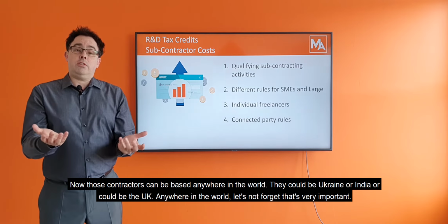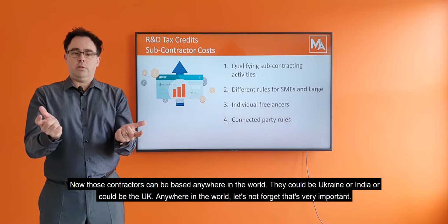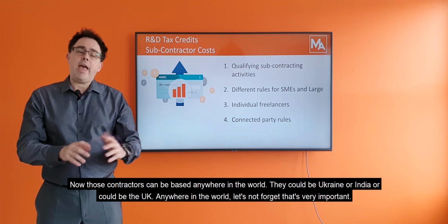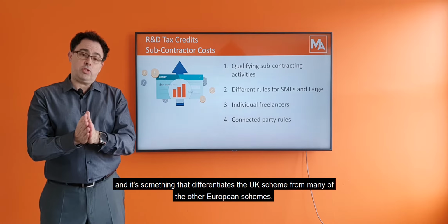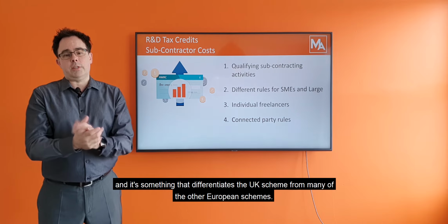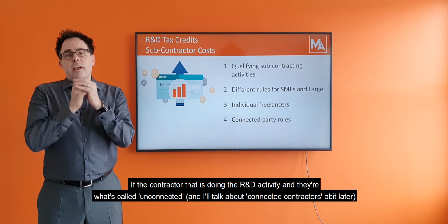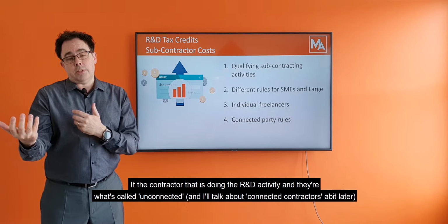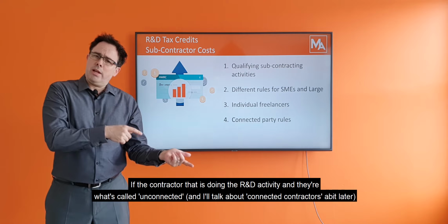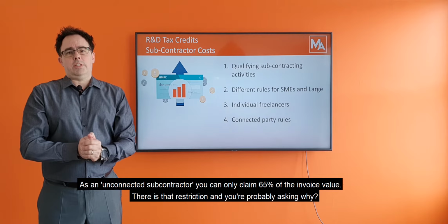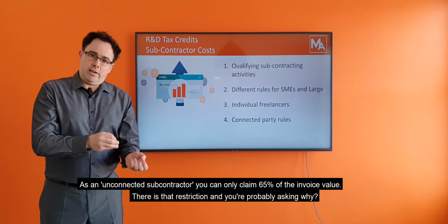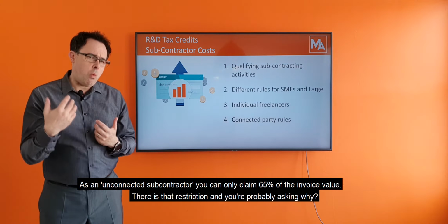Now those contractors can be based anywhere in the world. So it could be Ukraine, it could be India, it could be of course the UK, anywhere in the world. Let's not forget, that's very important, and it's something which differentiates the UK scheme from many of the other European schemes. If the contractor that's doing this R&D activity, their invoice value and they're what's called unconnected, I'll talk about connected contractors a bit later, but unconnected subcontractor means that you can only claim 65% of the invoice value. There is that restriction. You're probably asking why.